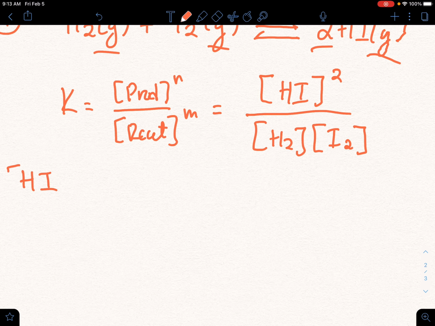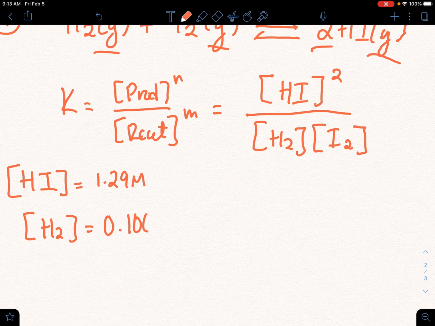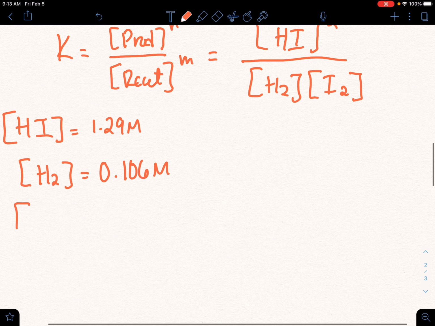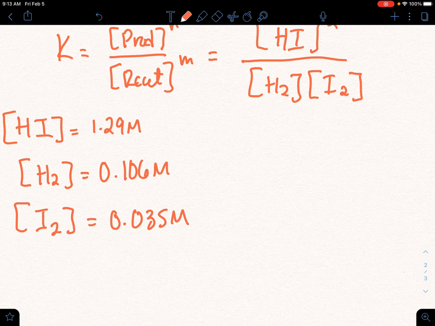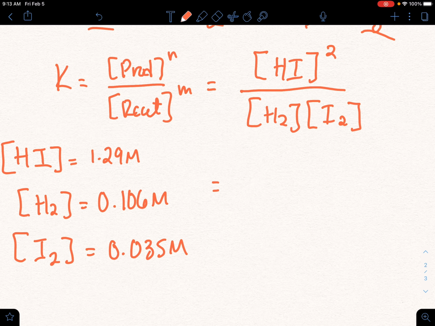HI has a concentration of, let's say, 1.29 molar. And then we'll say that H2 has a concentration of 0.106 molar, and then the concentration of I2 is equal to 0.035 molar. So your concentrations, you can plug these values into the equation.